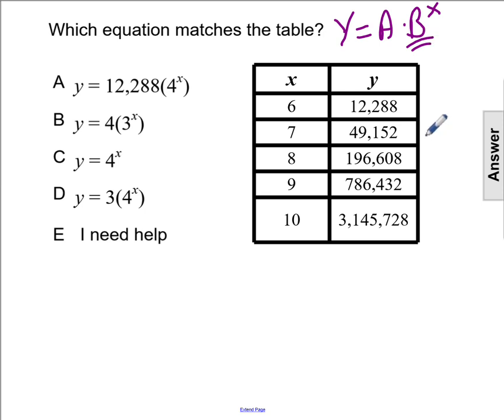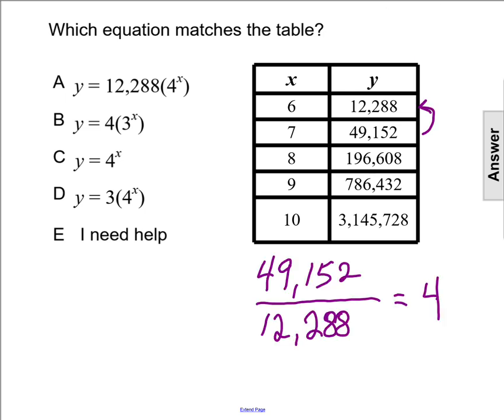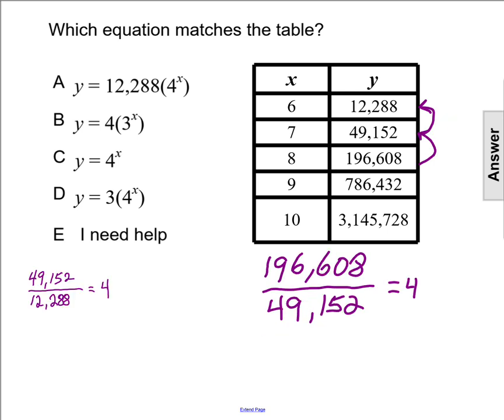For that, I'm going to start with my second term, 49,152, and divide it by the previous number, which gives us a growth factor of 4. When I find a quotient of those two numbers, we get 4. Now, I'm going to divide 196,608 by its previous number, and we see we also get 4. Looks like we're on to something here.